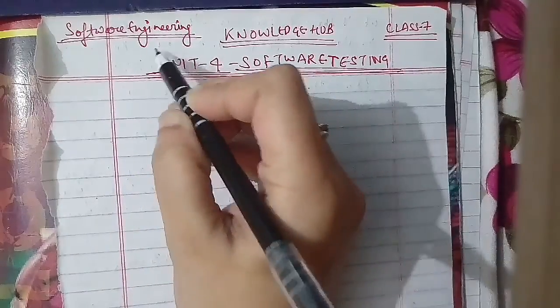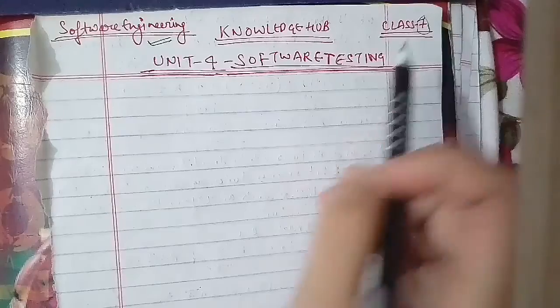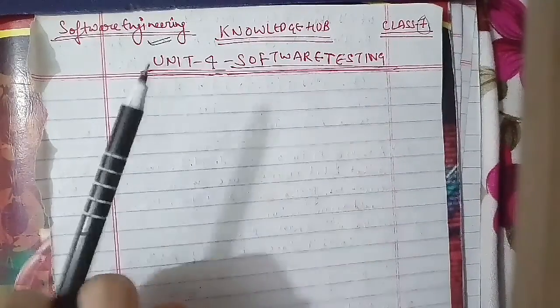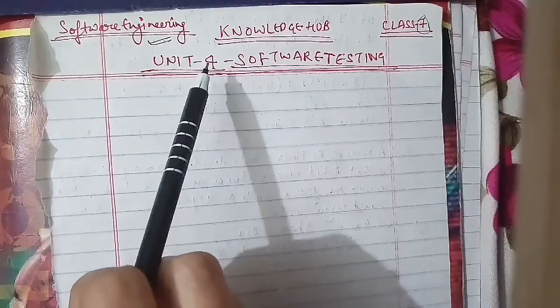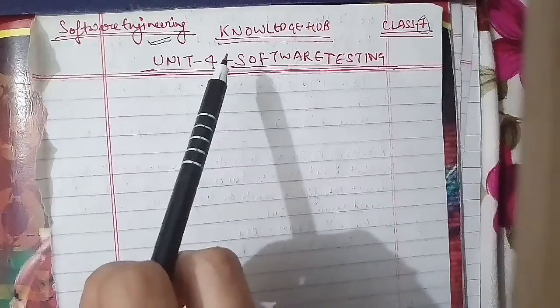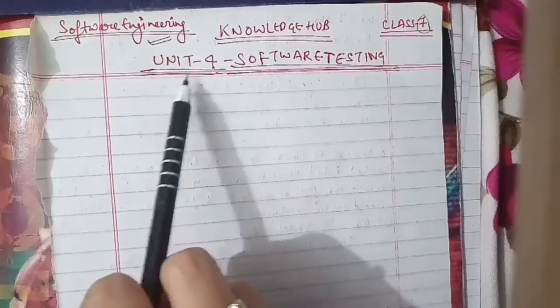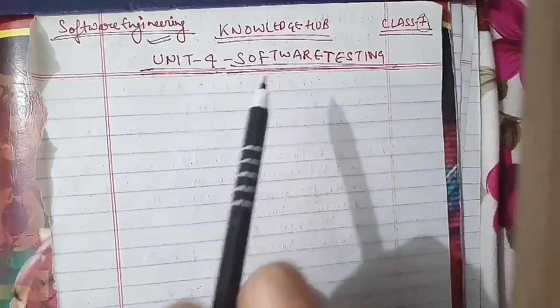Today we're going to start with your software engineering class, and this is your class 7. We had done your class 6 here. In the last class we had completed unit 1, unit 2 and unit 3, and in today's class we'll start with unit 4. The name of unit 4 is software testing, and this is the first class of unit 4.